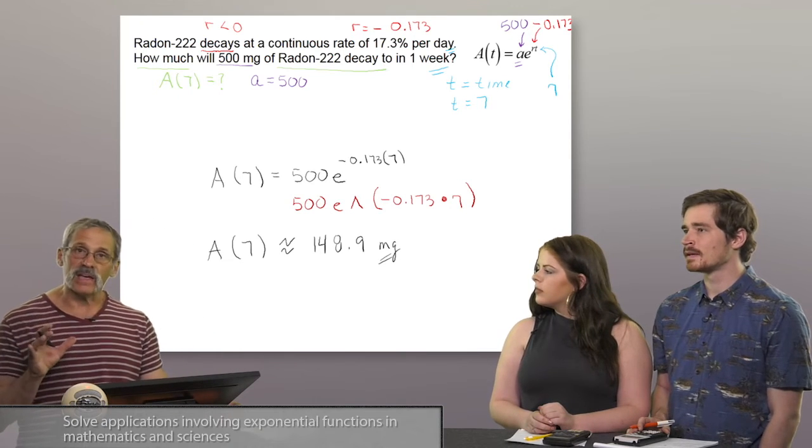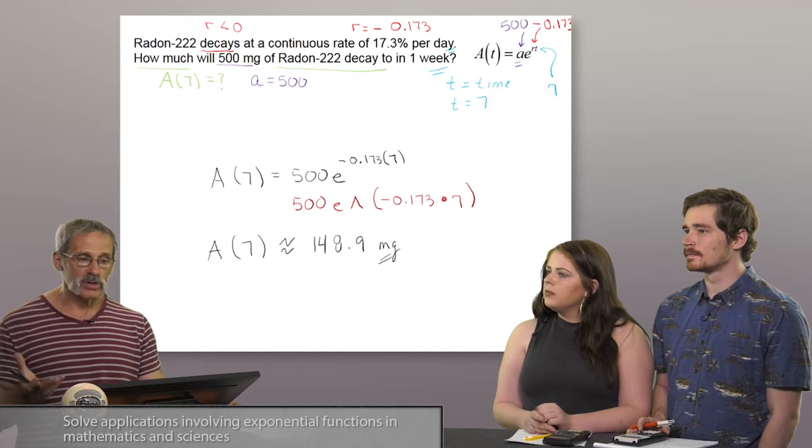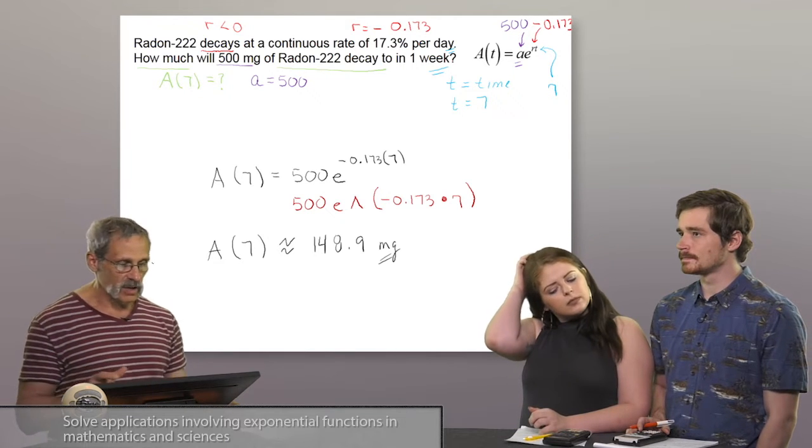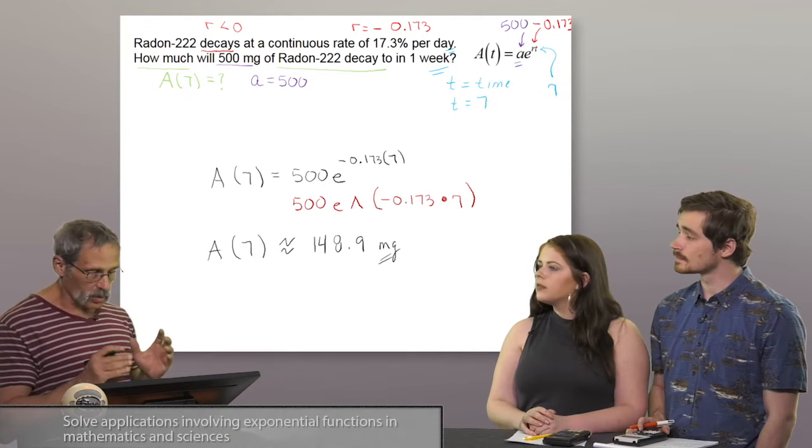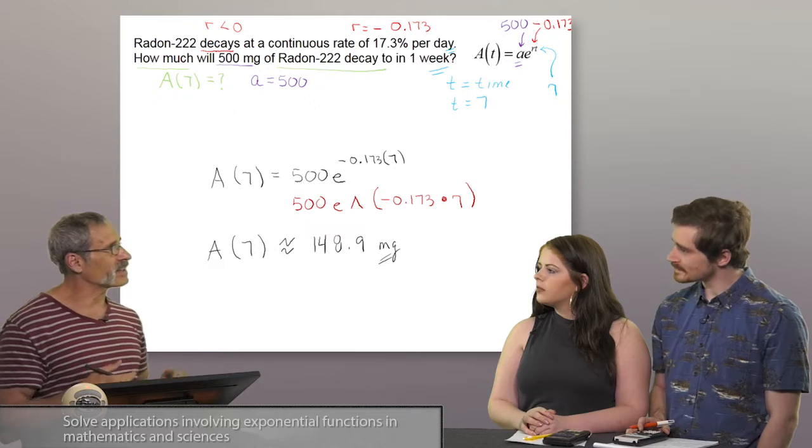Does that make sense? It is decaying at 17.3% per day. After 7 days, you went from 500 milligrams down to 148.9. It kind of feels correct.